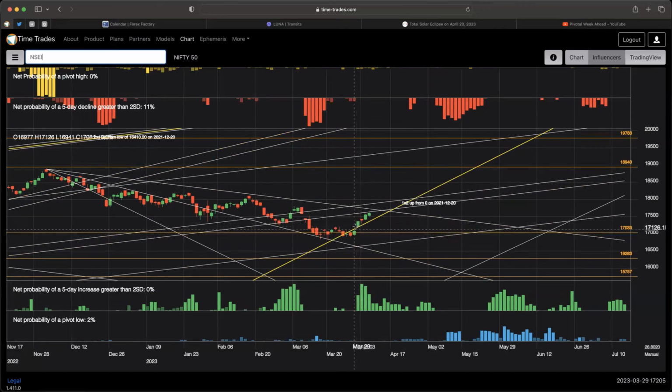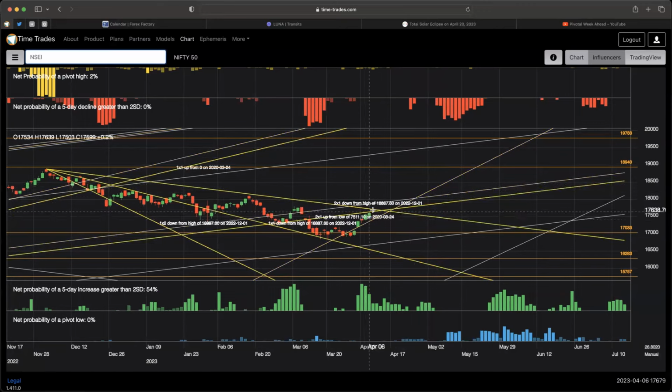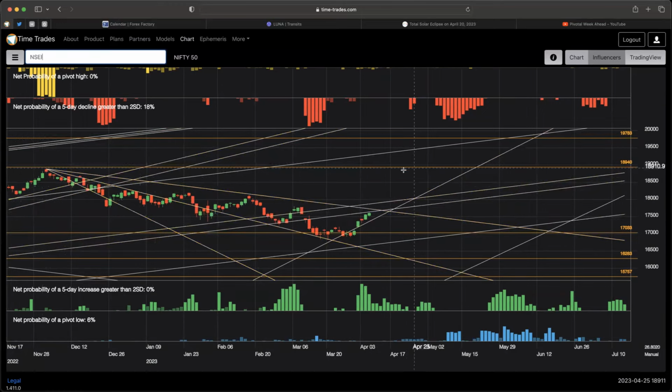So if the NIFTY continues to respect this 1x2 up from 0 and can push up above this upper 2x1 down from the December 1st high, then we're looking good for a nice 3-week bull run into the end of April. So let's watch that very closely on the NIFTY. It does respect these GANFANs very well. So let's see how that forecast progresses.